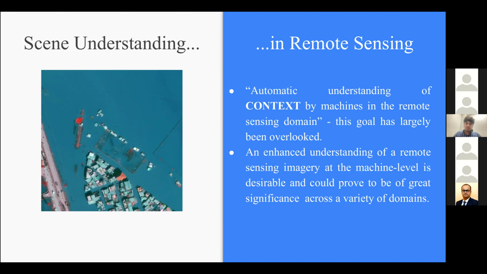There are many of these insights that we as humans were very easily able to understand and deduce simply by looking at this image. But can the same be achieved by a machine? This particular automatic understanding of context has always been a goal that has been largely overlooked in the domain of computer vision. An enhanced understanding of remote sensing imagery at the machine level is desirable and could prove to be of great significance across a variety of domains.